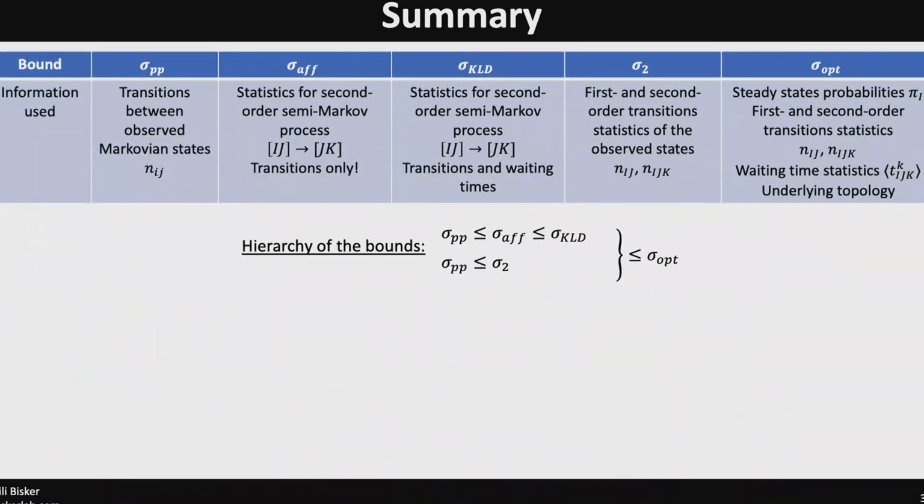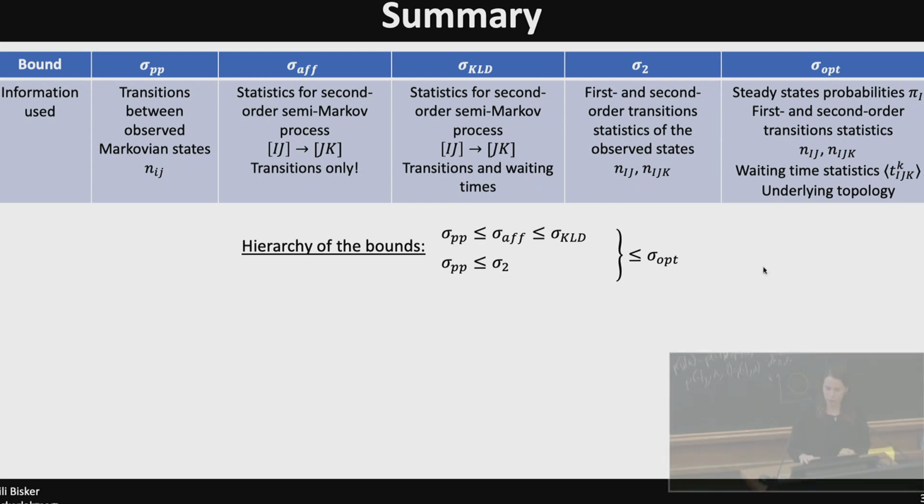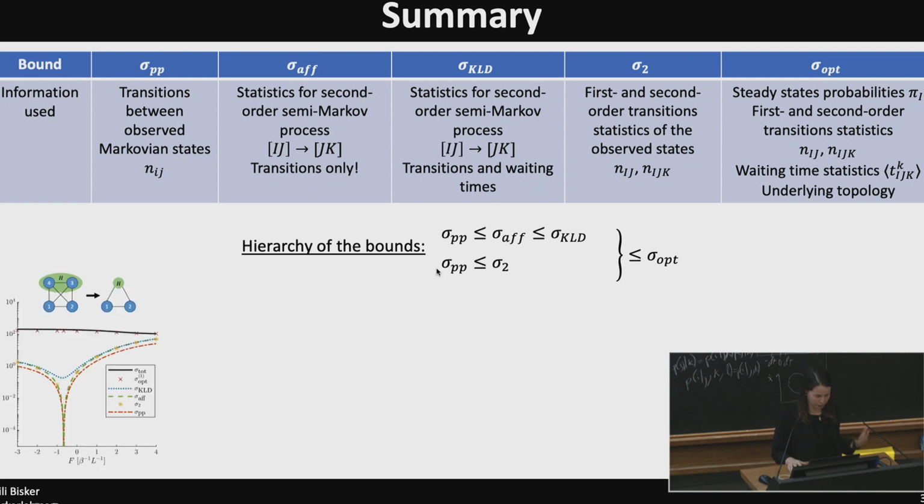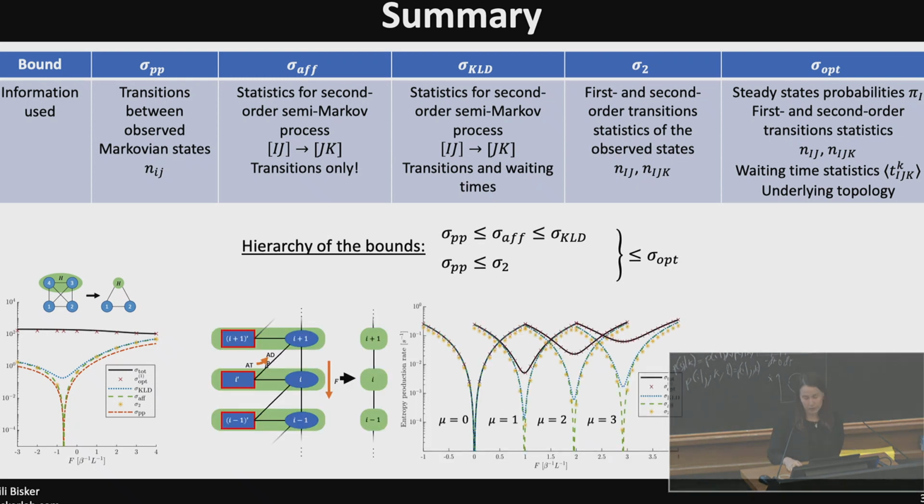Okay. So to summarize, I have shown you a new bound on the total entropy production rate. And I've compared it to other bounds in terms of what information is being used to construct each of the bounds. I have shown you the hierarchy of the bounds, and I show you a result for the 4-state system, the molecular motor.